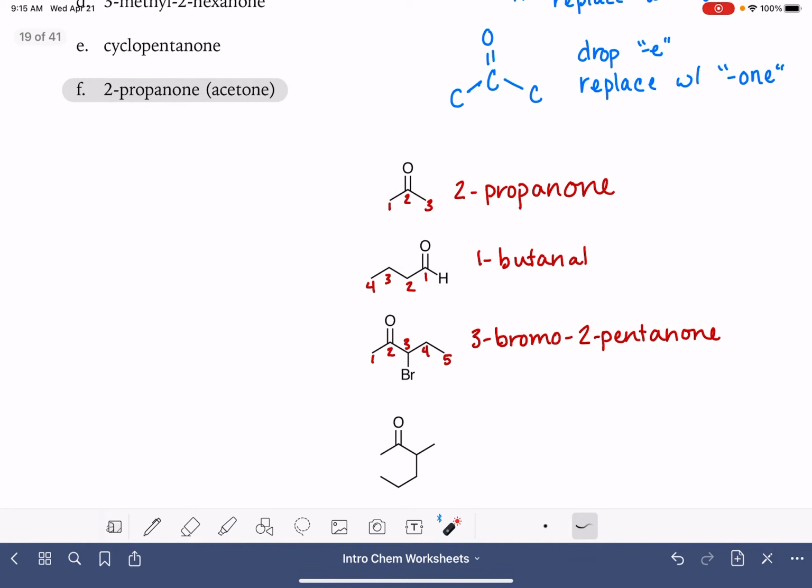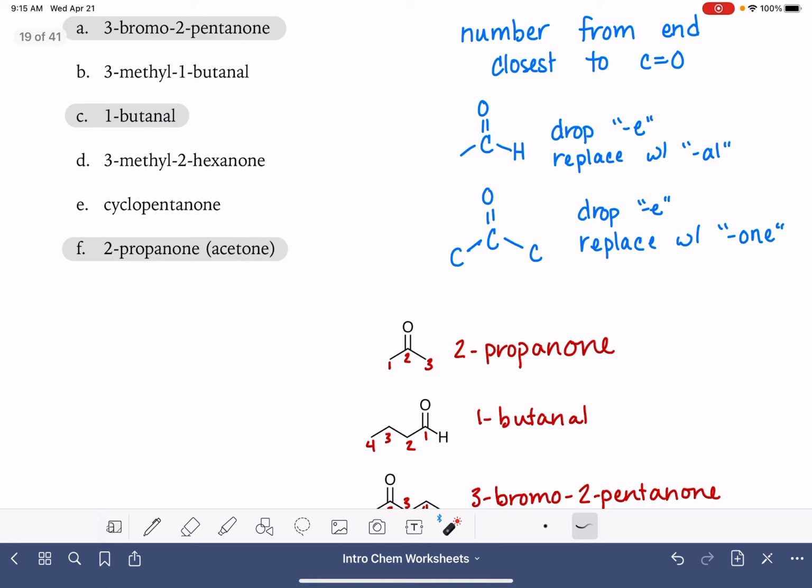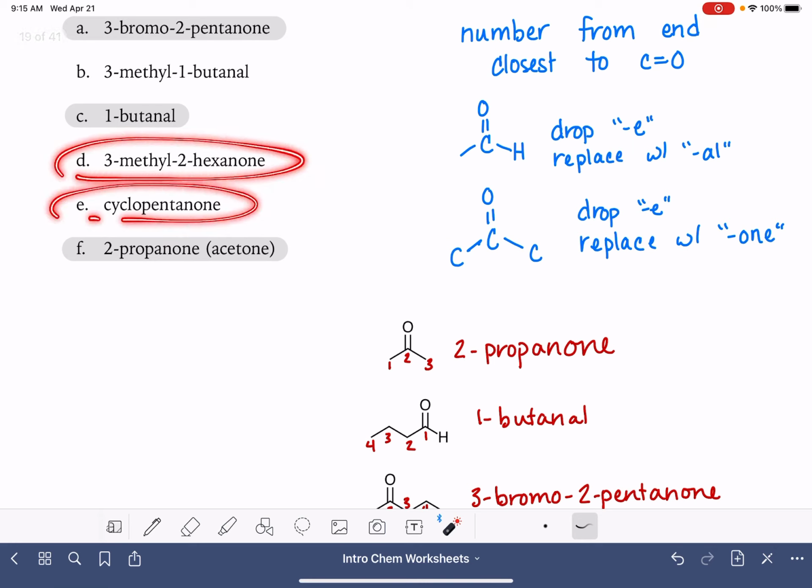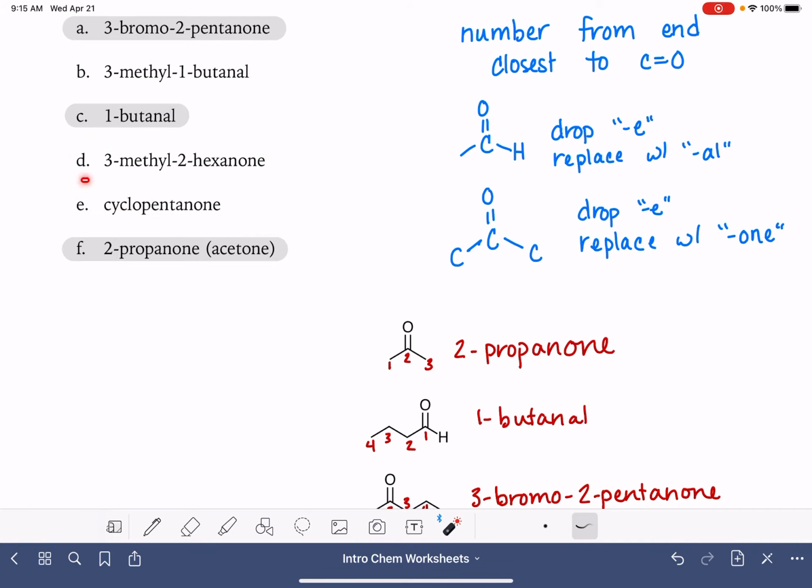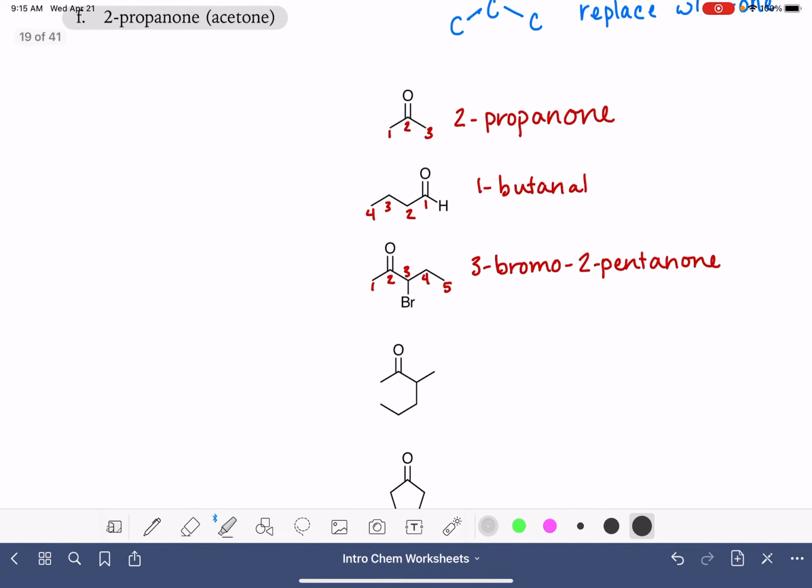Next molecule that we have here is another ketone. What do we have left for ketones? We have these 2. Cyclopentanone, that cyclo means that it's a ring, and that's definitely not what we're looking at. So this molecule must be 3-methyl-2-hexanone. Let's see where that name comes from.